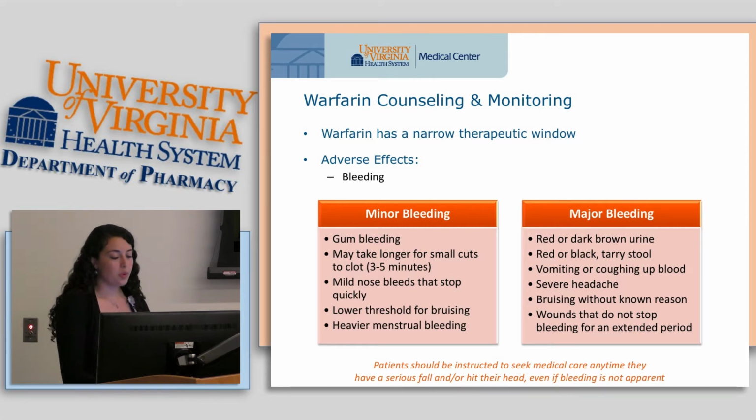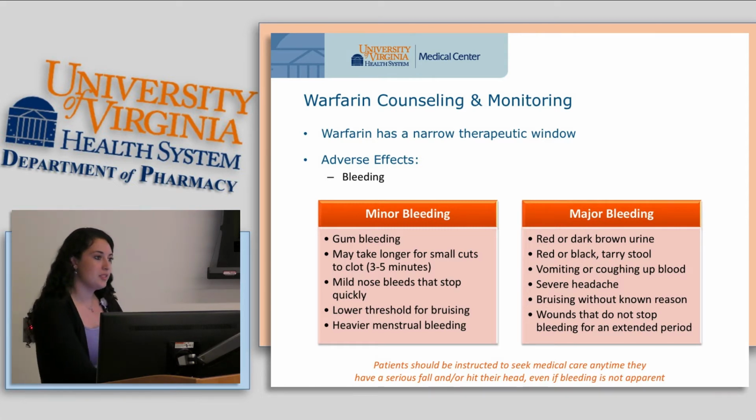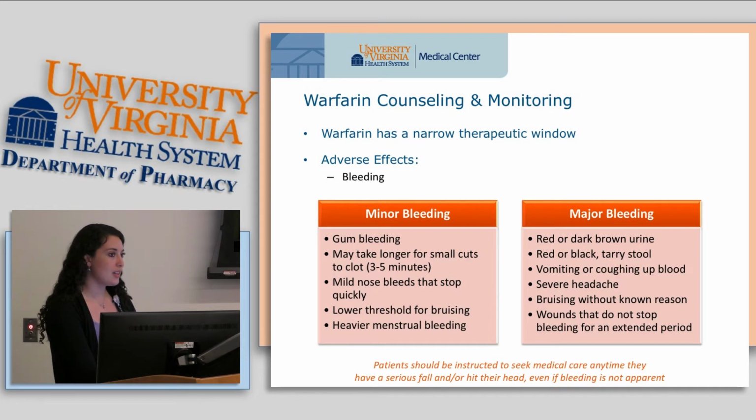Another important thing to know: if a patient has any type of serious fall or they hit their head, even if they don't see any signs of bleeding, then they should definitely come in to be checked, because there could be bleeding, especially in their head, which could be dangerous, that we just aren't aware of from the outside.